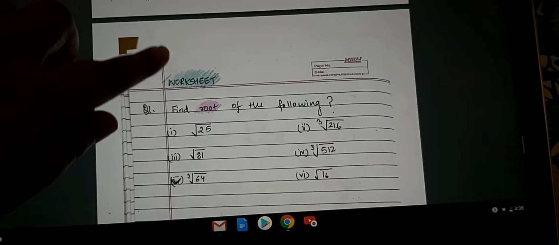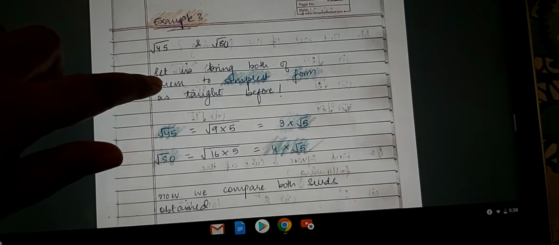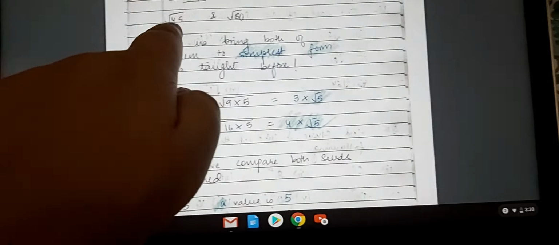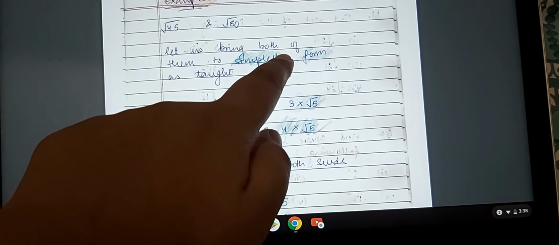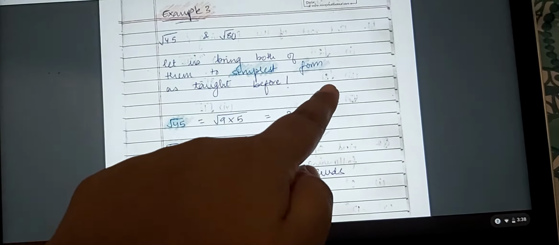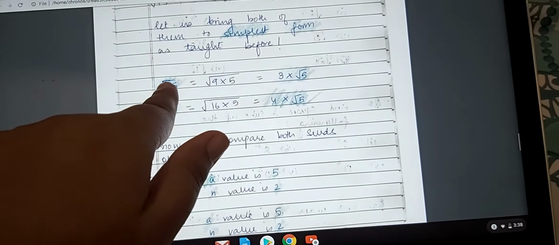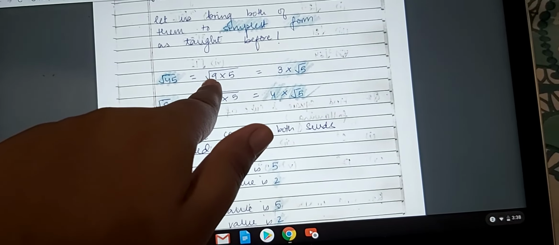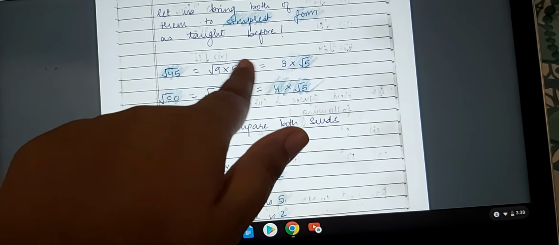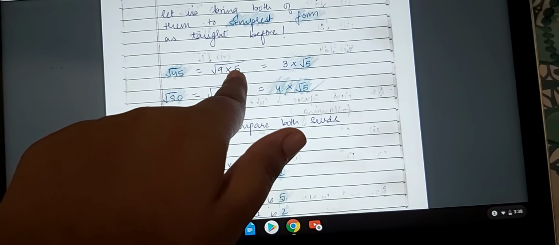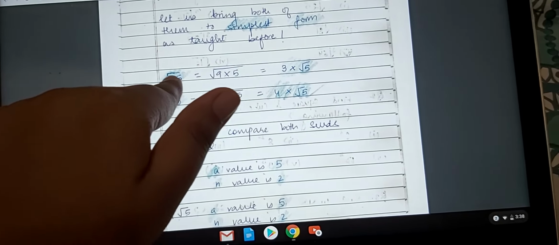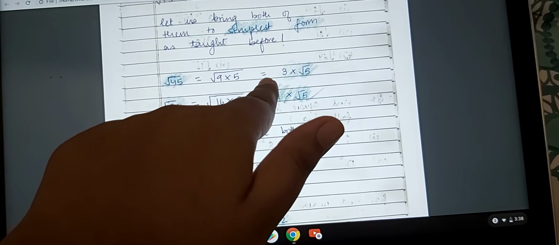One second, let me see. Okay. Now look at this. Square root 45 and square root 80. ठीक है. Let us first bring them to the simplest form as taught before. Square root 45 is equal to square root 9 into 5. ठीक है. 9 5s are 45, right? So square root of 9 into 5.